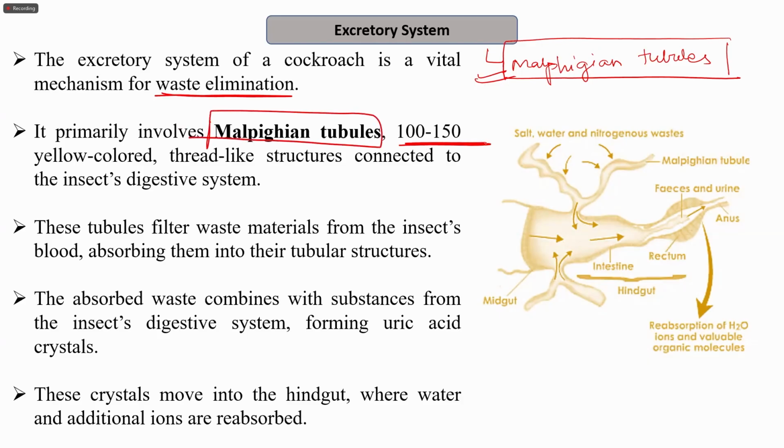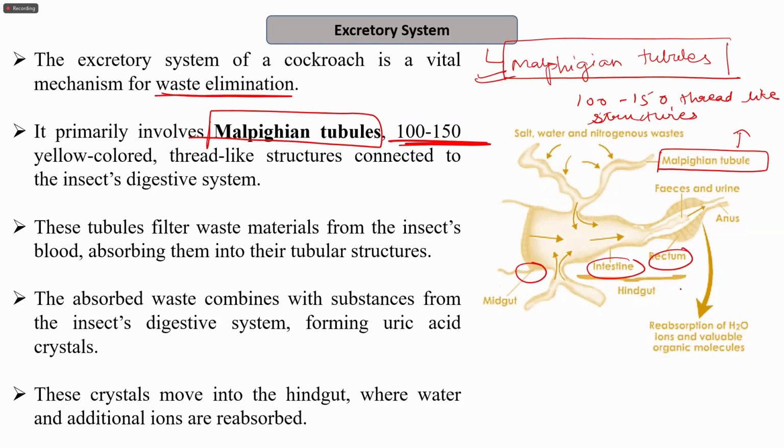Malpighian tubules are 100 to 150 yellow-colored, thread-like structures. You can see here the Malpighian tubules, which are mainly connected to the digestive system. There is a connection with the midgut, the intestine, the rectum, the hindgut. So the Malpighian tubules are connected with the digestive system, helping in reabsorption and excretion of waste.